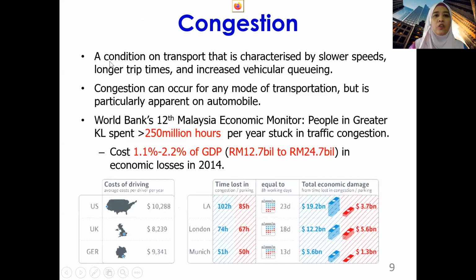Congestion is a condition on transport that is characterized by slower speeds, longer trip times, and increased vehicular queuing. These are all the symptoms of congestion: slower speeds in the city center, for instance, where you see the speed limit being 25 or 30, but due to so many cars, you now have to slow down to 10 kilometers per hour. Longer trip times because you have to drive slower, and also queuing. You have to queue to get to a place, for instance, finding parking, or going to a certain address. You have to wait your turn to get to that particular road.